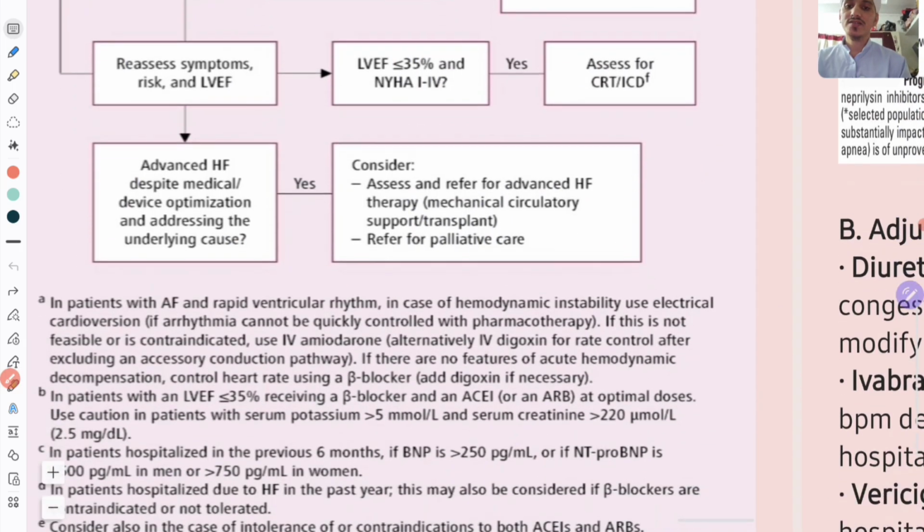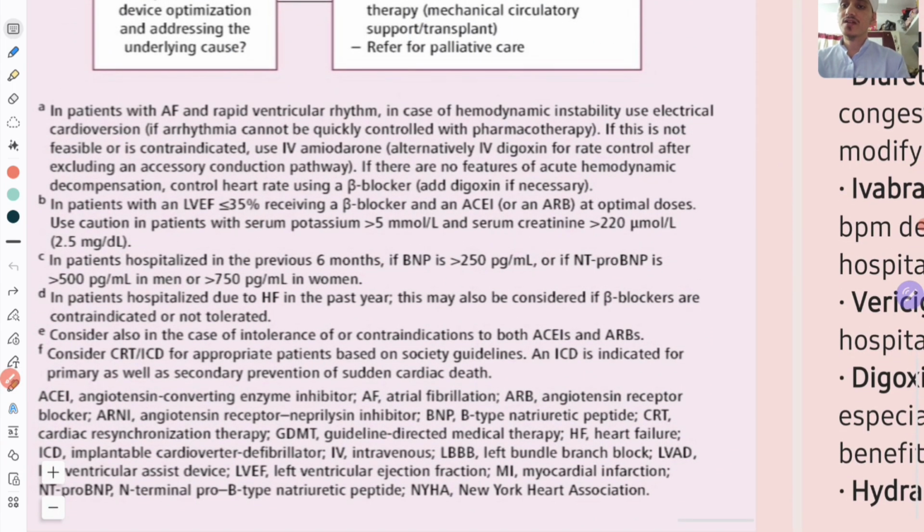Okay, some important notes here. In patients with AF and rapid ventricular rhythm, in case of hemodynamic instability, if there is AF and heart failure, use electrical cardioversion if the arrhythmia cannot be quickly controlled with pharmacotherapy. If this is not feasible or is contraindicated, then use IV amiodarone. Alternatively, IV digoxin for rate control after excluding an accessory conduction pathway. As I said, you can use IV amiodarone.